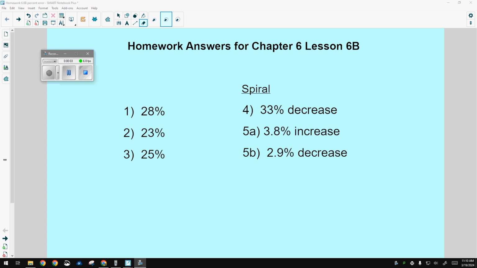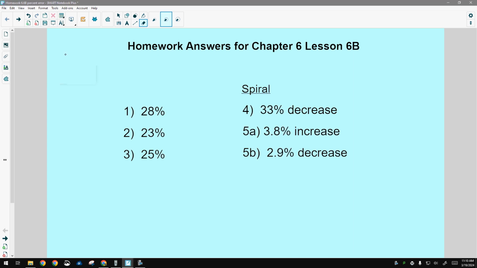So here are the notes, or no, these are not notes. This is the homework answers for Chapter 6, Lesson 6B. Take a look at them. You can check them. You can freeze this, whatever you need to do. I'm going to do each of them. So if you got one right and you don't need to hear it, you can zoom forward or you can listen to them all. It's just dependent on what you need.